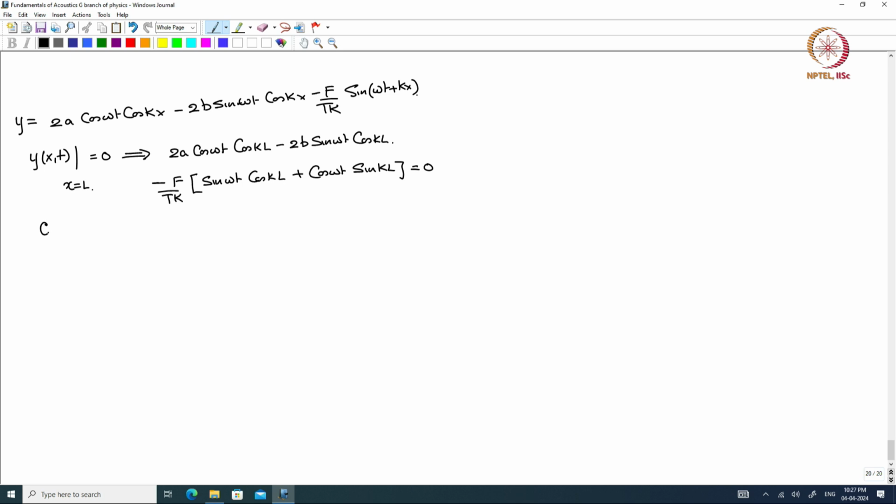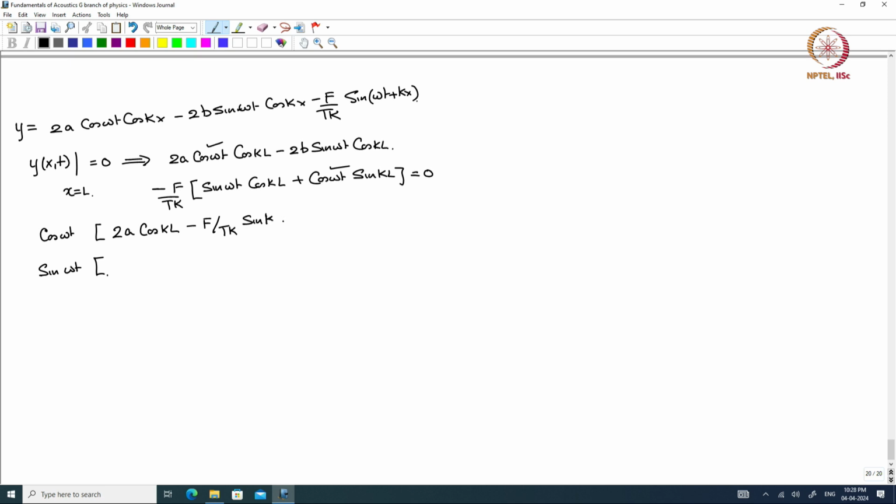Again we will take the coefficient of cos omega t separately and the coefficient of sin omega t separately. If we do that, for cos omega t, what I have is twice a cos kl minus f by tk sin kl is equal to 0. And therefore, this coefficient is equal to 0, which implies a is equal to f by 2tk sin kl by cos kl.